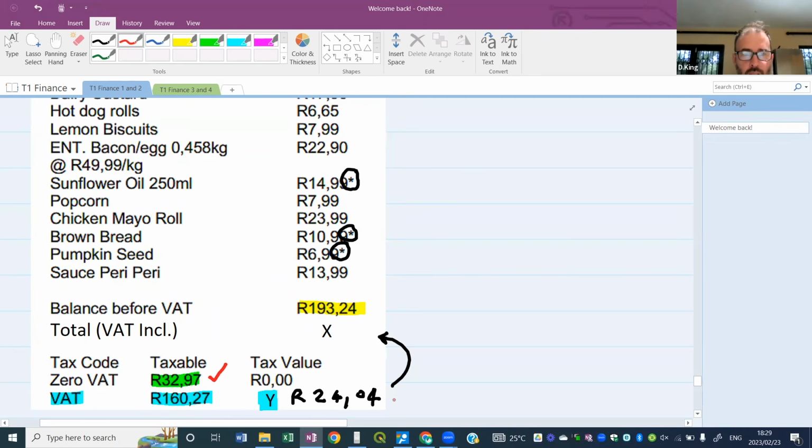160.27 plus 24.04 VAT. So it's these two together. That's the VAT rated items, and then that's how much VAT we paid. So what is the total value that we are going to pay with our debit card or our credit card or the cash that we have in our pocket? What is the total?